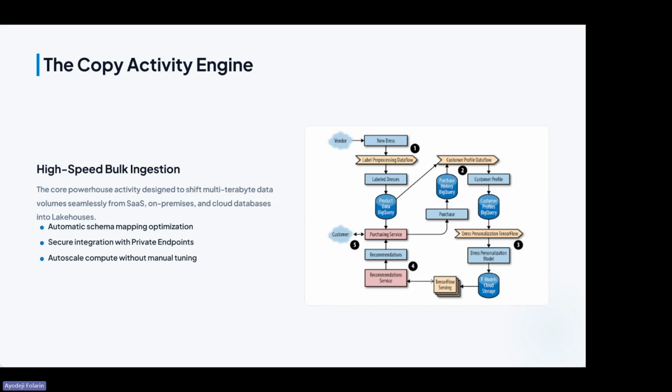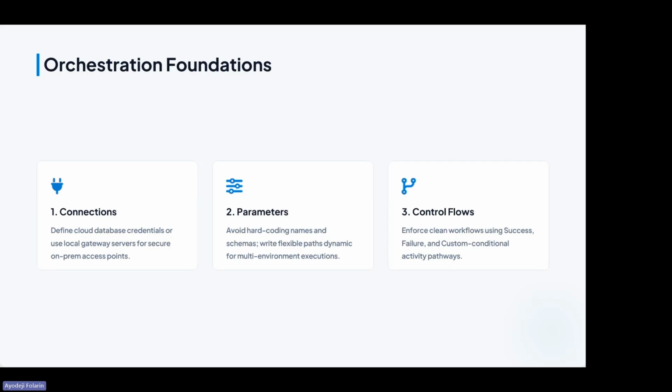It can also do auto scale for you, helping you compute without manual tuning. So when we are setting up this movement and the database is getting bigger, it can scale up to manage that so that it can perform very well. Before now, what we always did was set up what we want, so even if the data was bigger than what we set up, we just had to manage it. But it has what we call auto scale compute without manual tuning. So let's look at the orchestration foundation.